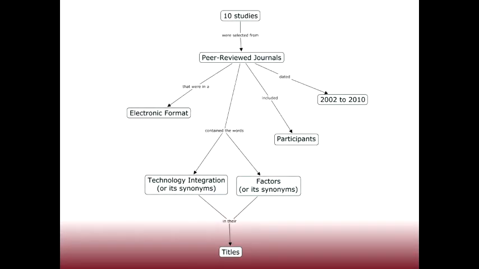Methods. The analysis was conducted by selecting 10 studies from electronic peer-reviewed journals. A search was conducted under each peer-reviewed journal for the words technology integration, or its synonyms, and factors, or its synonyms, in the title. From this list, the studies were checked to make sure they had participants. All of the studies were dated between 2002 and 2010.